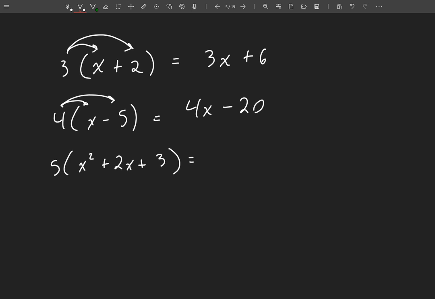The concept's the same. So in this case, I'm going to multiply times all 3 of them. 5x squared, that's like saying I have 5 of these. I have 5x squareds. How do I write that? Like this. And then I have 5 times 2x.